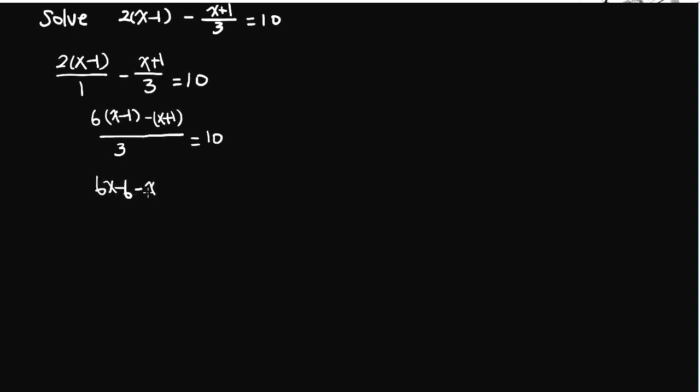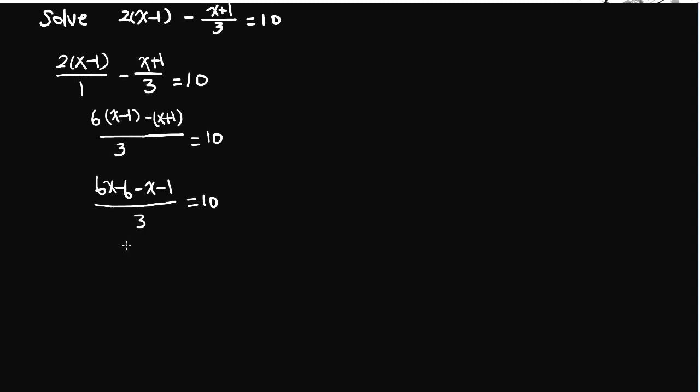When I open a bracket, I have to be very careful with the sign. Negative times positive gives you negative. Negative times positive gives you negative. Make sure you have the bracket when you combine the two fractions. If not, then there might be problems with the sign.